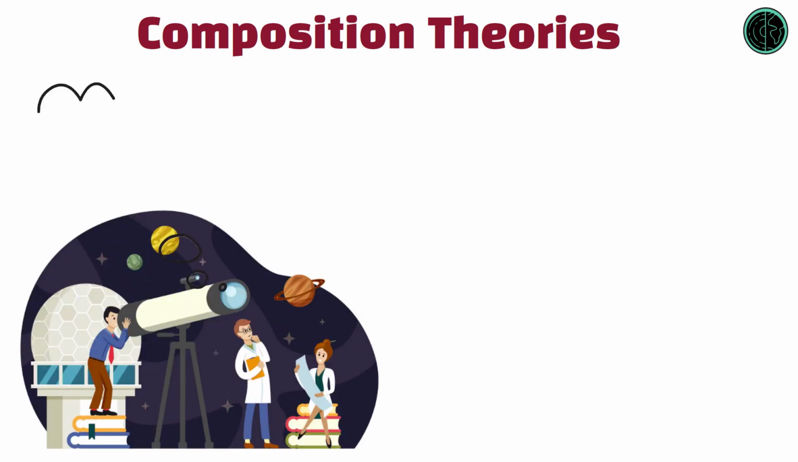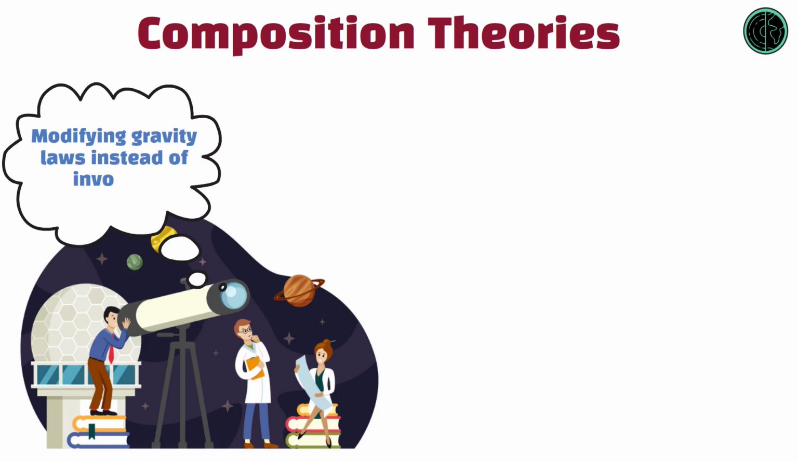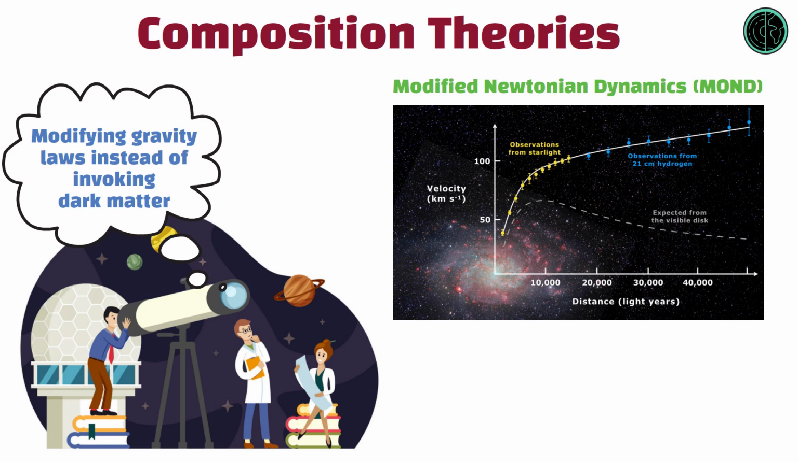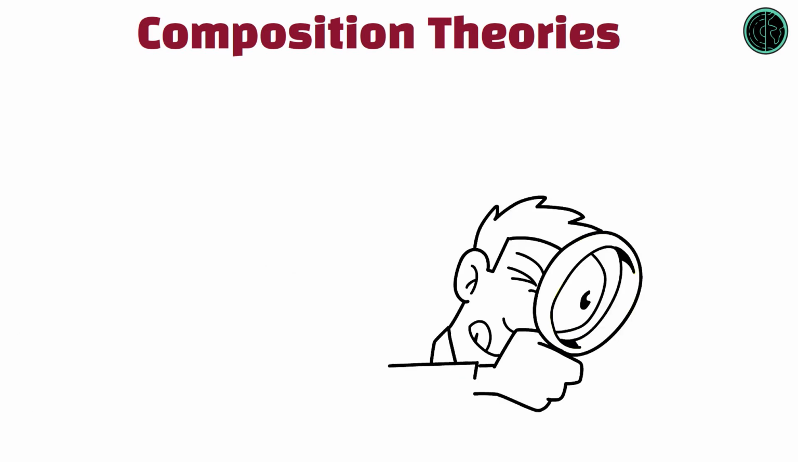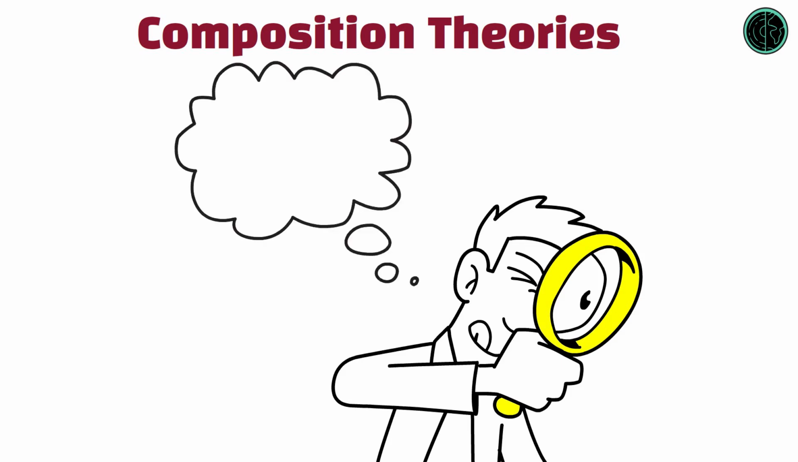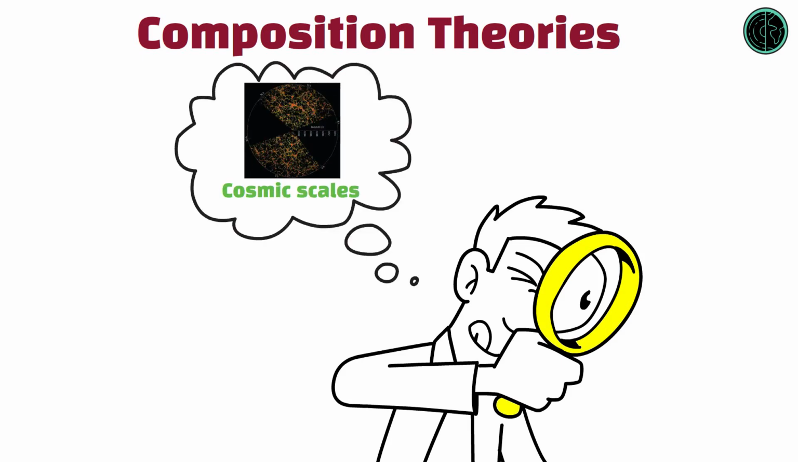Some researchers propose modifying gravity laws instead of invoking dark matter. Modified Newtonian dynamics, MOND, suggests gravity behaves differently on galactic scales. However, most scientists favor dark matter explanations as they better fit observations across cosmic scales.